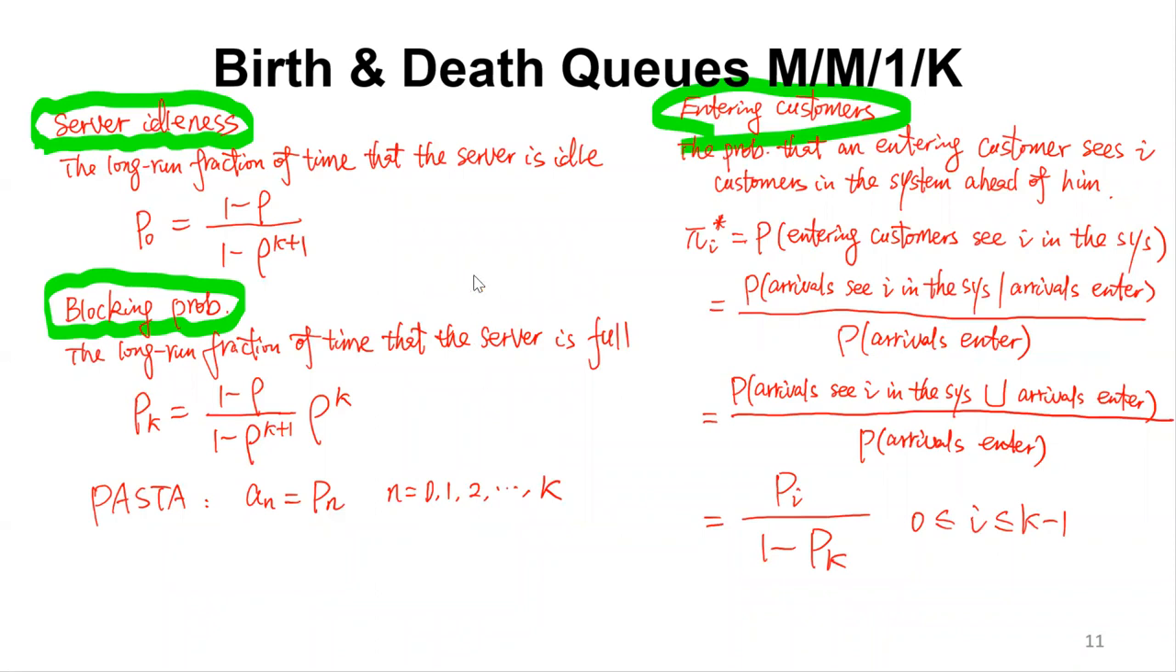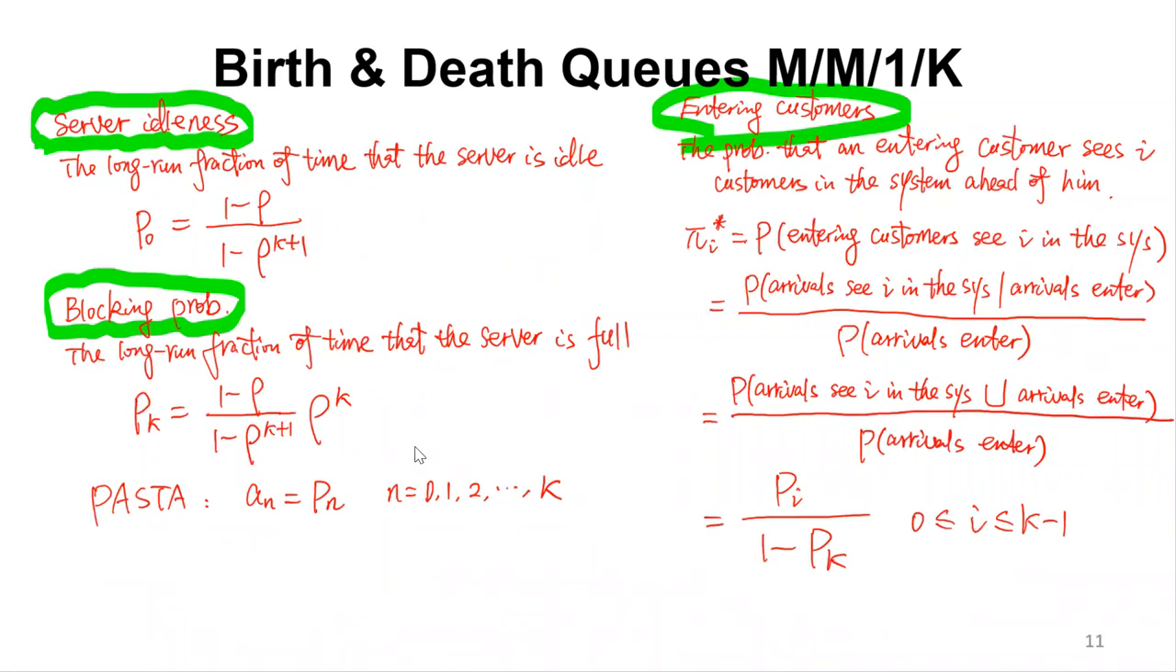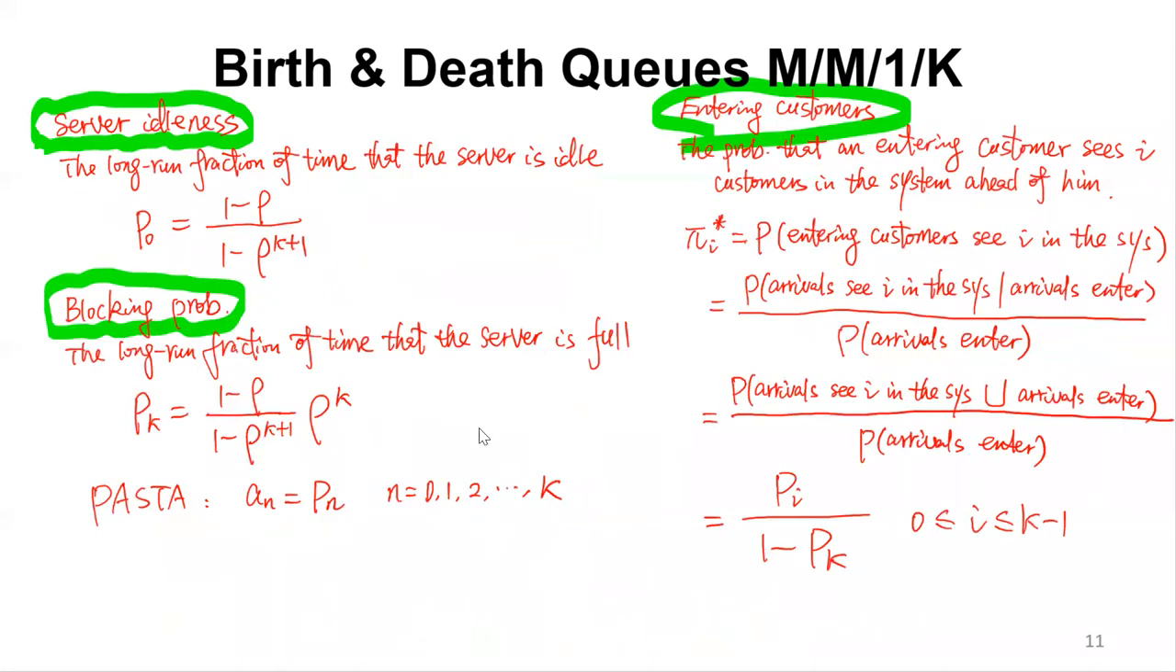Now let's have a look at the server idleness for the M/M/1/K, where we have added a cap on the capacity. The long-run fraction of time the server is idle equals P0, which is (1 minus rho) over (1 minus rho^(K+1)). Blocking probability is the long-run fraction of time the server is full, that is Pk, which is (1 minus rho) rho^K over (1 minus rho^(K+1)). Past time, we have Poisson arrivals: an equals Pn. Poisson arrivals see time averages.